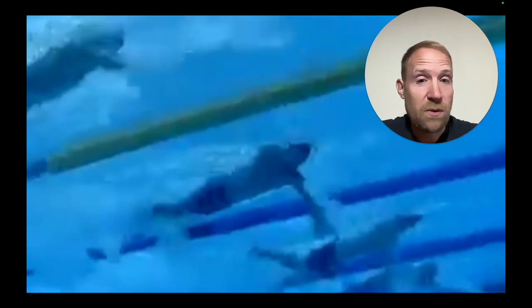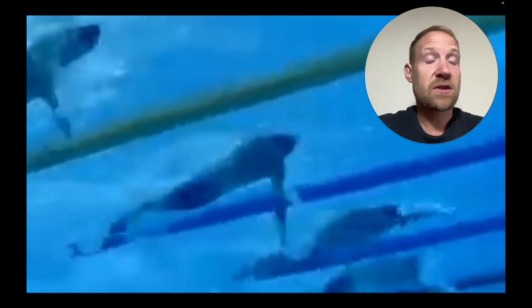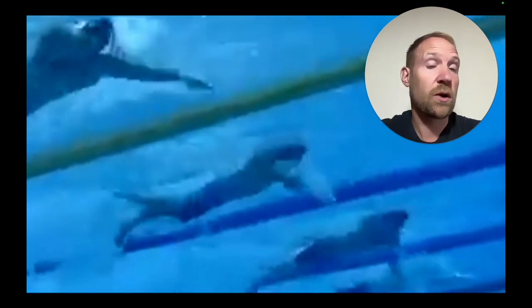And so even with this swimmer, there's a slight amount of up and down motion, but the goal is to keep it as low as possible. And the more that swimmers can be effective with the entries and effective with the setup of the stroke, the more they're going to be able to make that happen.